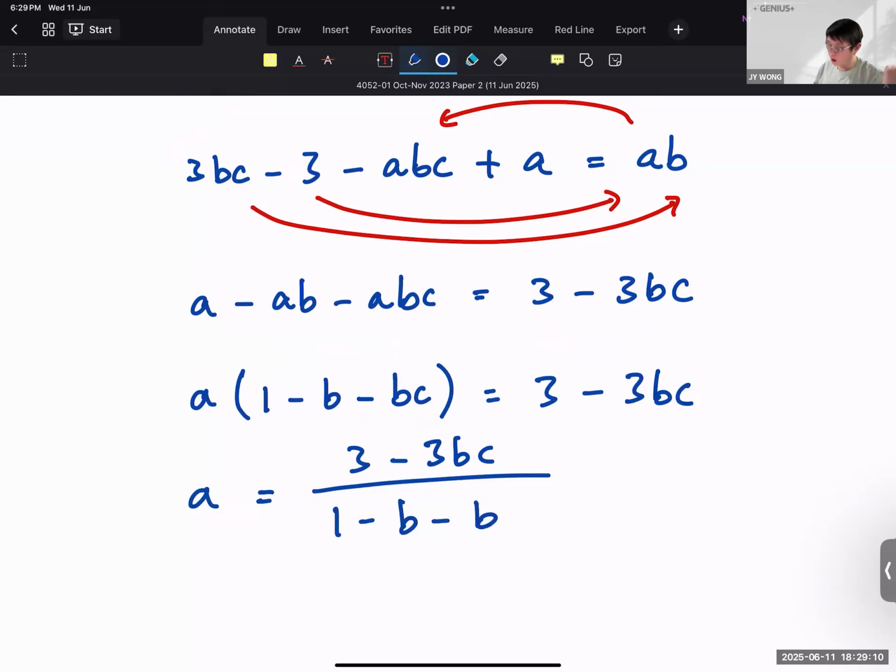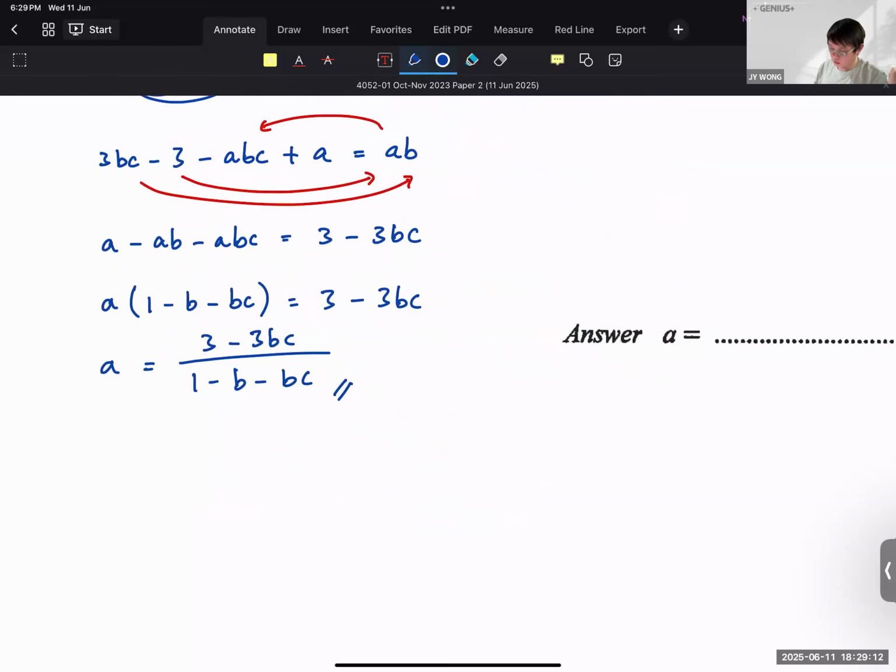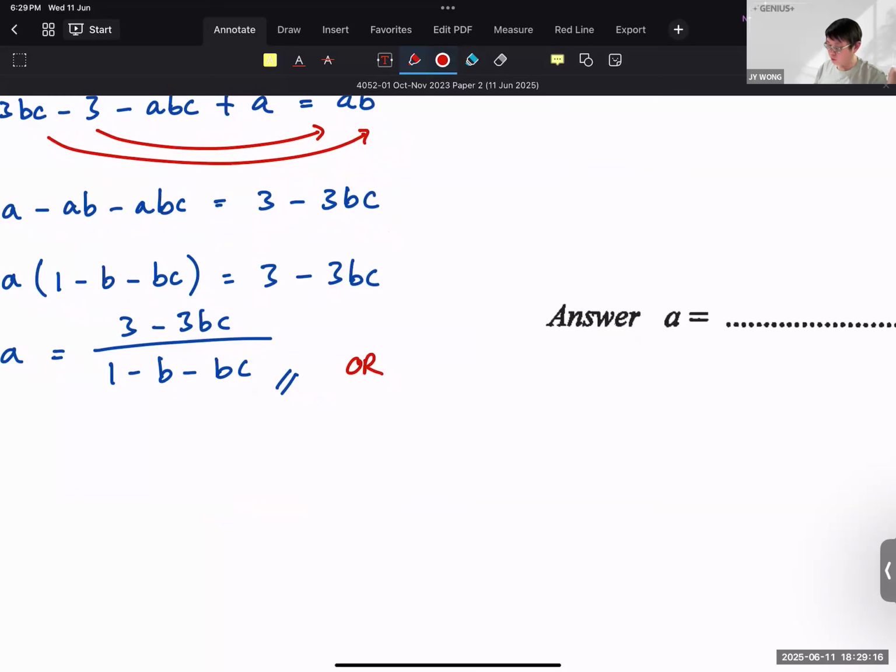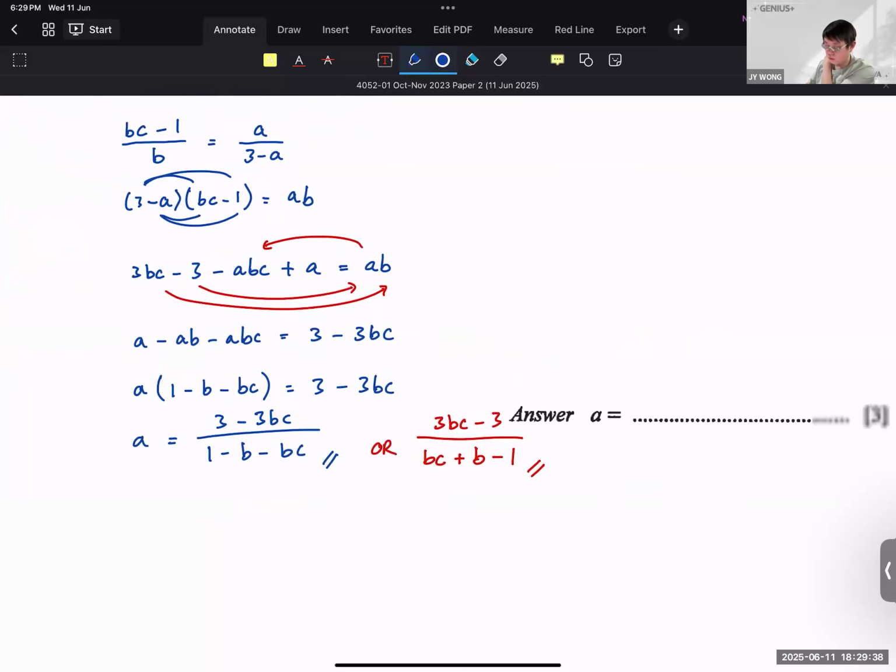And that's the answer. There is an alternative answer here. The alternative answer is if your signs are different. If your signs are different, then you will get 3BC minus 3 over BC plus B minus 1. So both of these answers are acceptable. And these are the two acceptable answers.